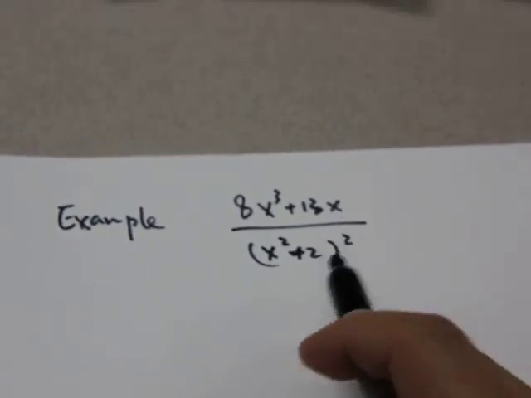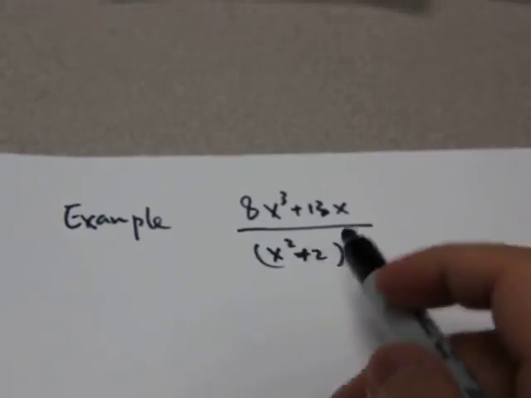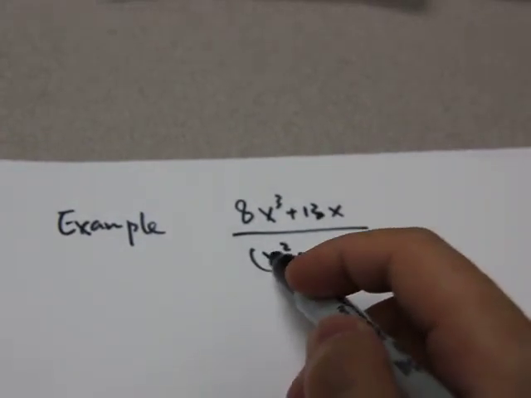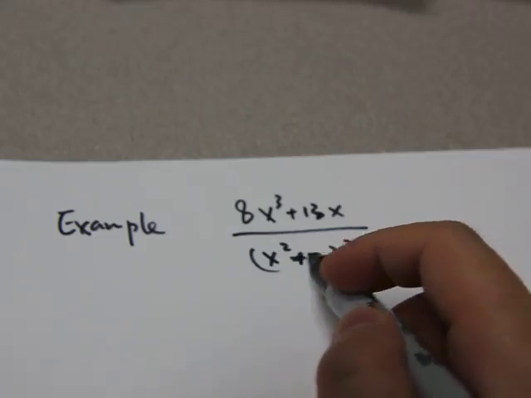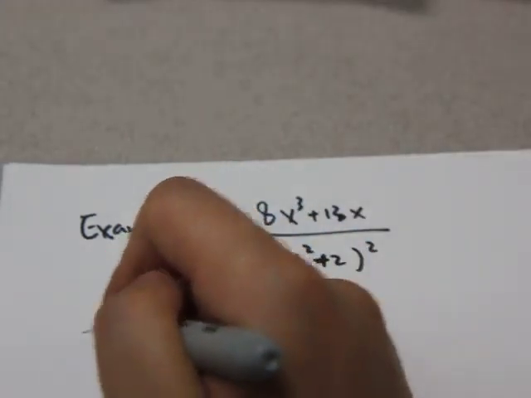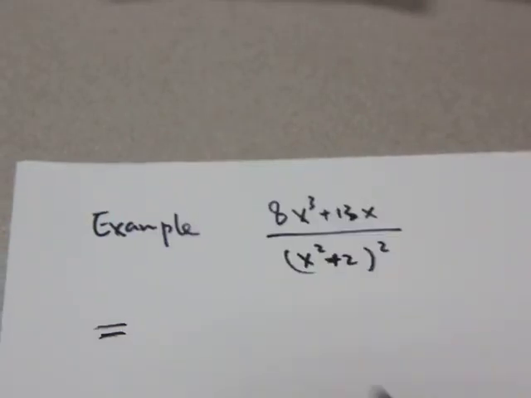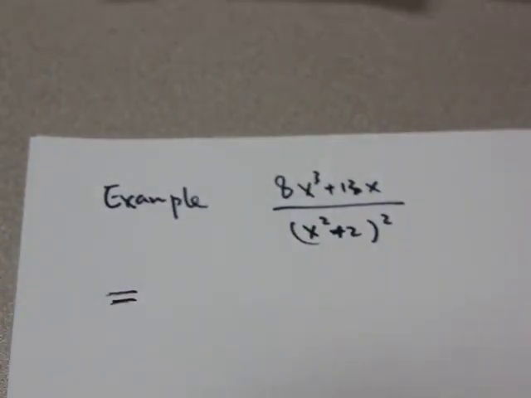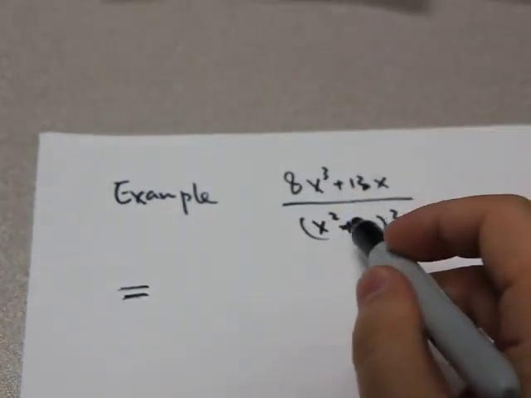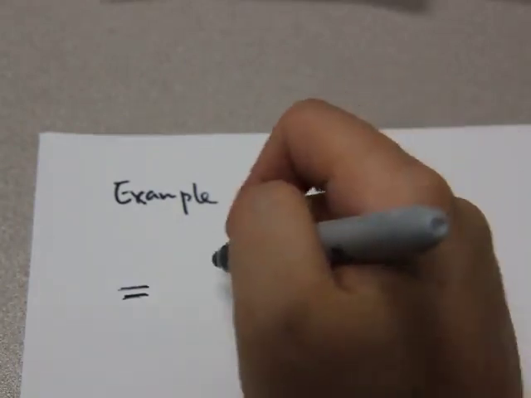Okay. Now in this example, we have repeated quadratic factors, right? x squared plus 2 is a quadratic factor, and this factor is repeated. So just like when we have repeated linear factors, we need two fractions. When we have a repeated quadratic factor, we also need two fractions.